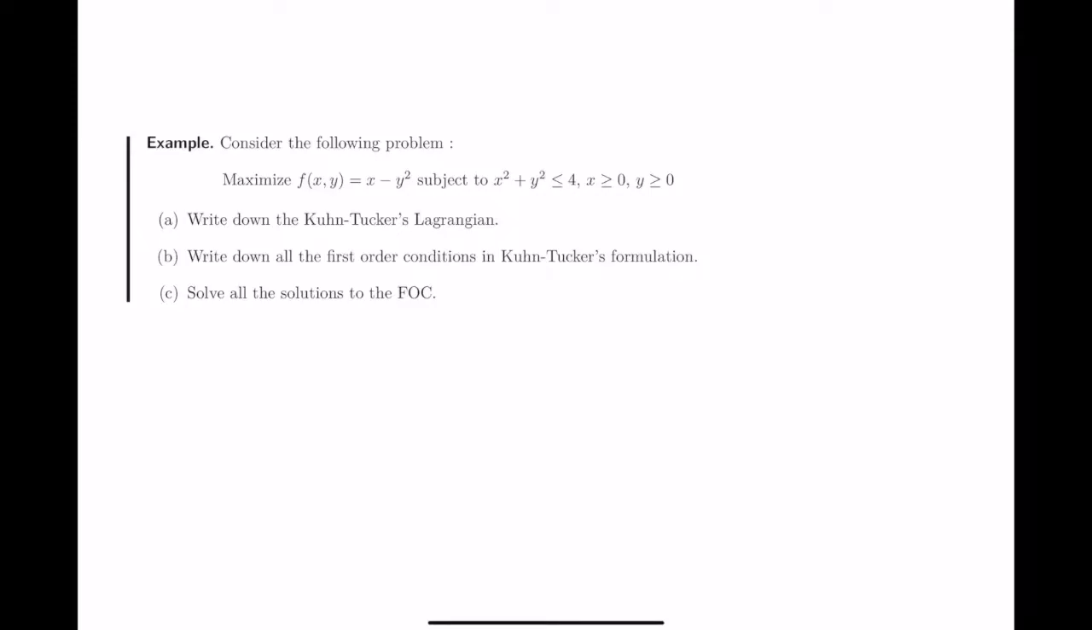Okay, let us come to a concrete example. Here, we are asked to maximize the objective function f(x, y) = x - y squared, subject to three constraints. The first one is x squared plus y squared less than or equal to 4. And the other two are non-negativity constraints, okay?